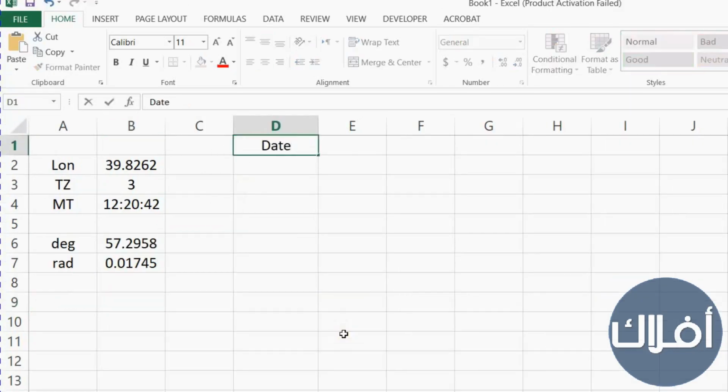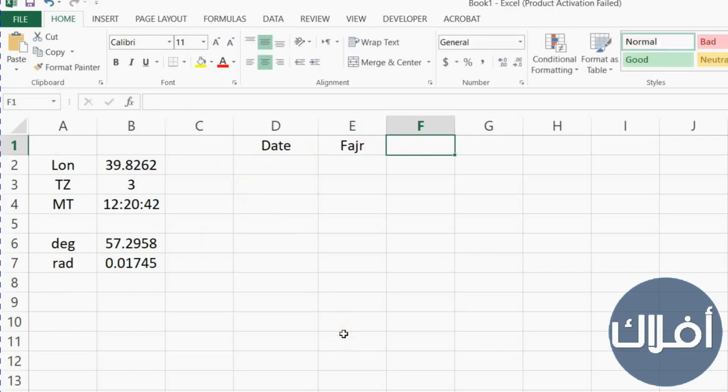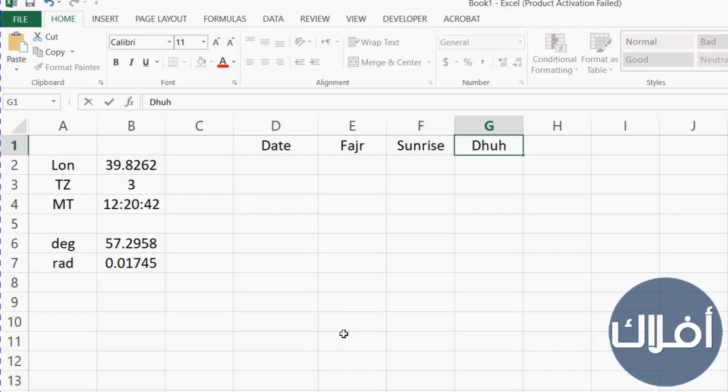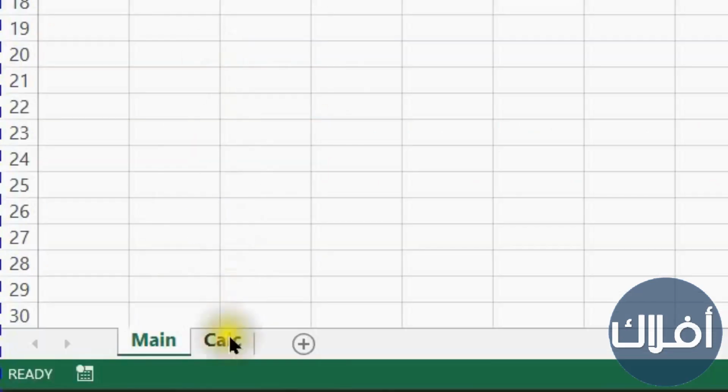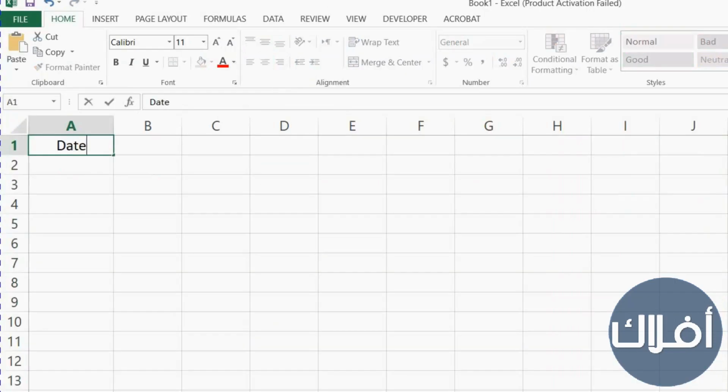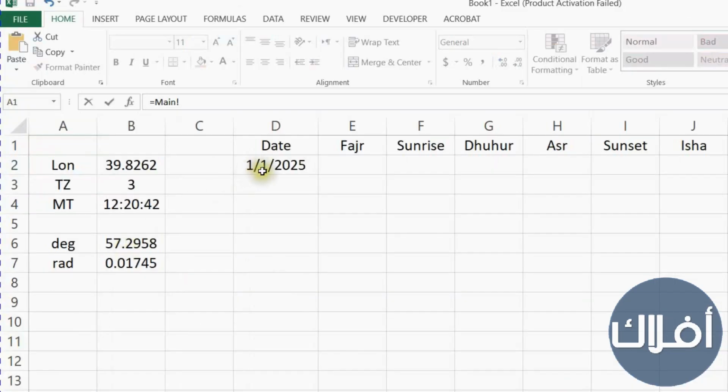First is date, then we will define the cells for prayer times that we will calculate in the coming episode. Fajr, sunrise, which is not a prayer time but the end of Fajr time. Then Dhuhur, Asr, sunset or Maghrib time, and then Isha. Let's use the same date, 1/1/2025. We'll go to Calc and we will take the date from the main sheet. So we have the date here.